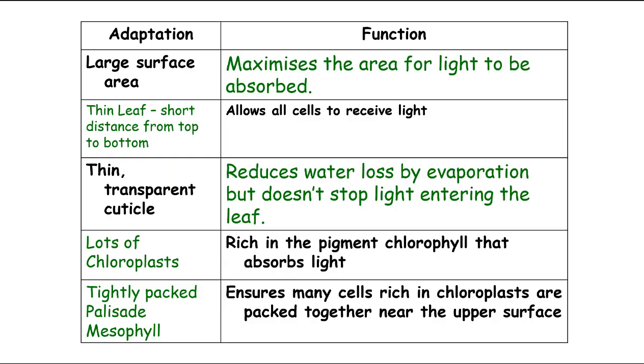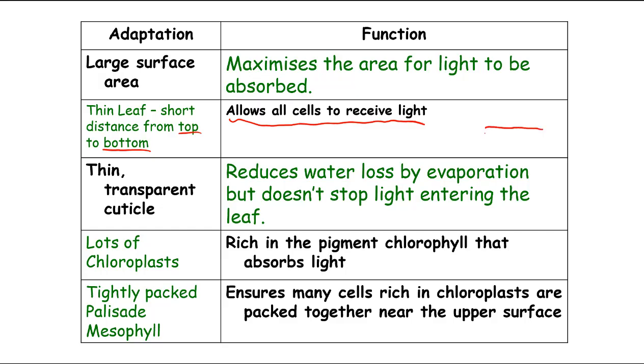Now this section just shows us how leaves are adapted for photosynthesis. So first of all, they've got a large surface area, which maximizes the area for light to be absorbed. So if they have a large surface area, it basically means that they've got more space where they can absorb light. They've also got a thin leaf. Now, when we mean thin leaf, we mean the distance from the top to the bottom. That's important because it allows all the cells to receive light.